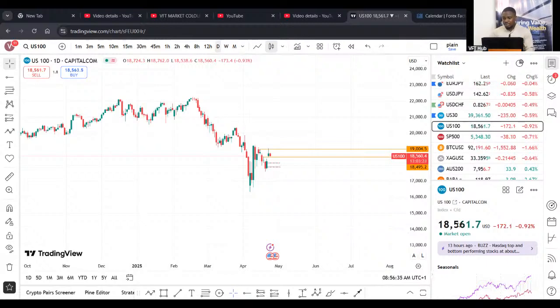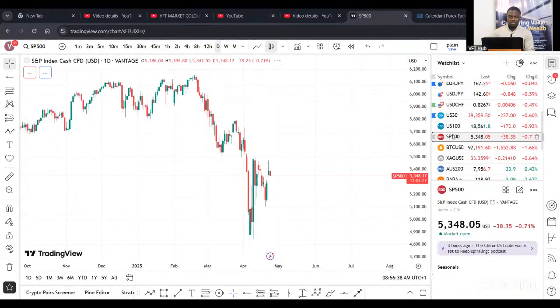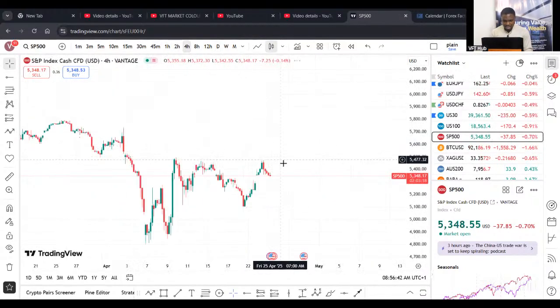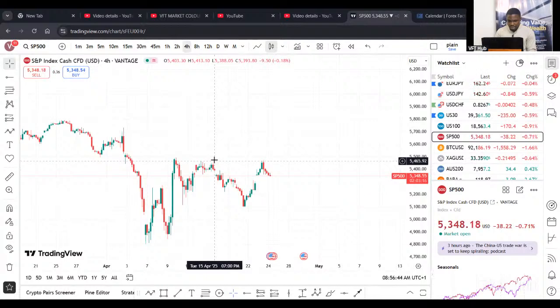All right, the same thing is happening on S&P 500. We have almost the same price action, right? And not to keep repeating ourselves, I believe this analysis on S&P 500 has broken structure to the upside, right? Properly, it has broken structure to the upside properly.